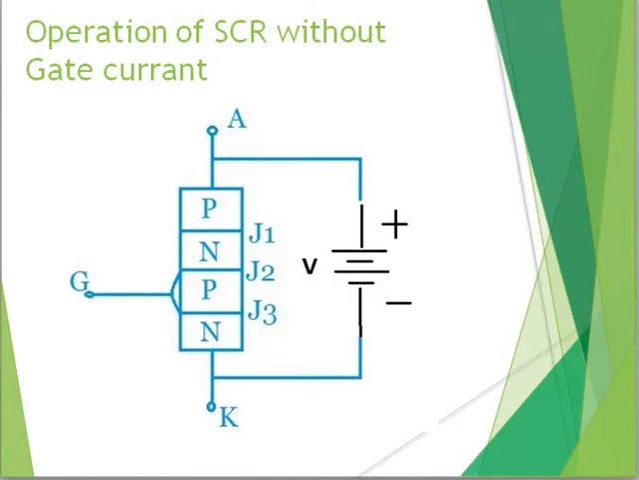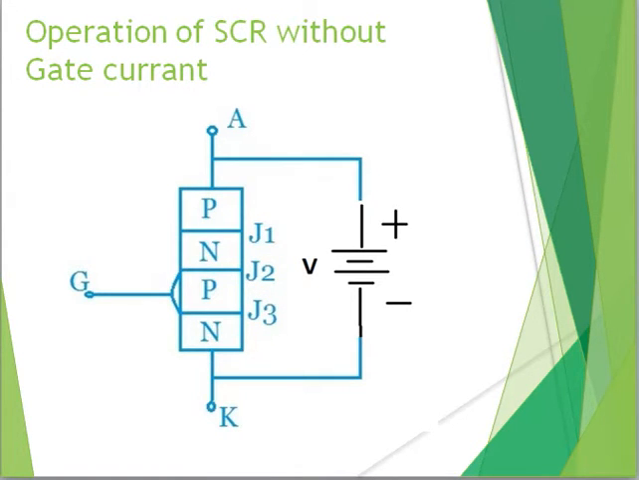Now let's see the operation of SCR without gate current. The gate terminal of SCR is left open. So the current through the gate is 0, that is Ig is equal to 0. So SCR is forward biased by applying a positive voltage to the anode with respect to the cathode, which is negative. There are 3 junctions, junction J1, J2 and J3. Out of 3 junctions, junction J1 and J3 are forward biased and junction J2 is reverse biased.